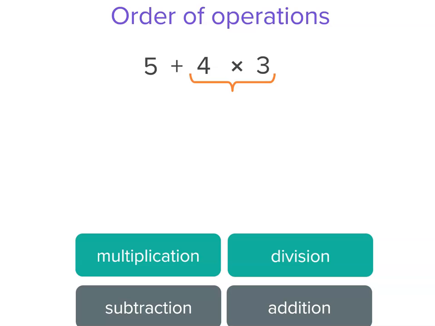Multiplication and division first, so 4 times 3 equals 12, and then we need to perform the addition. 5 plus 12 is 17. And that was one of the answers we got, and that's the correct answer.